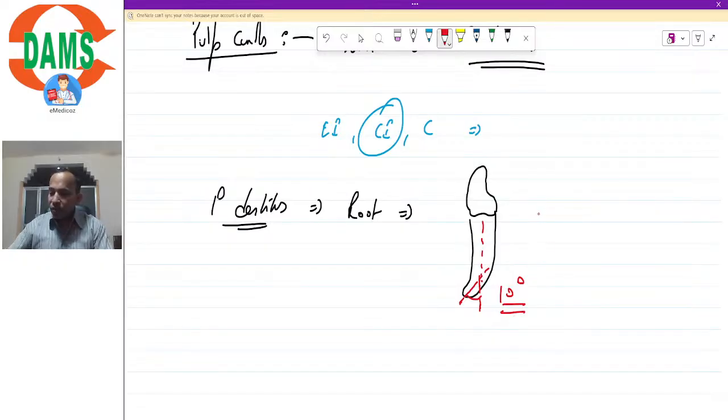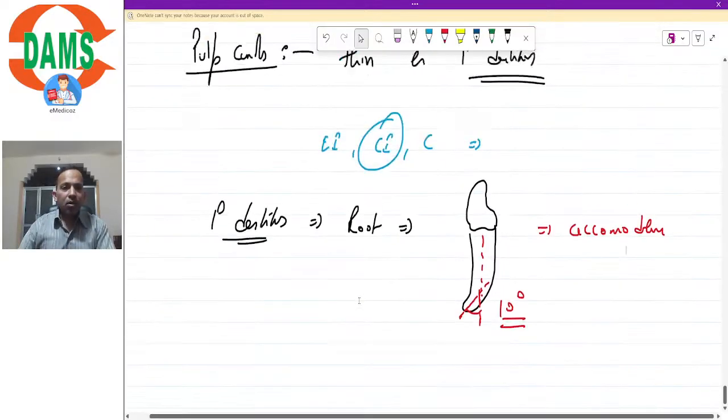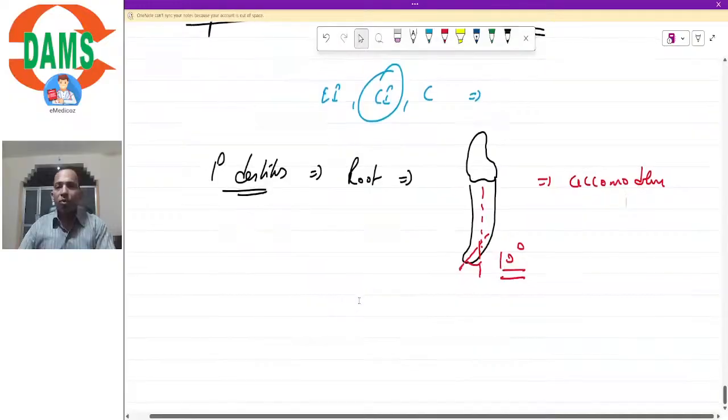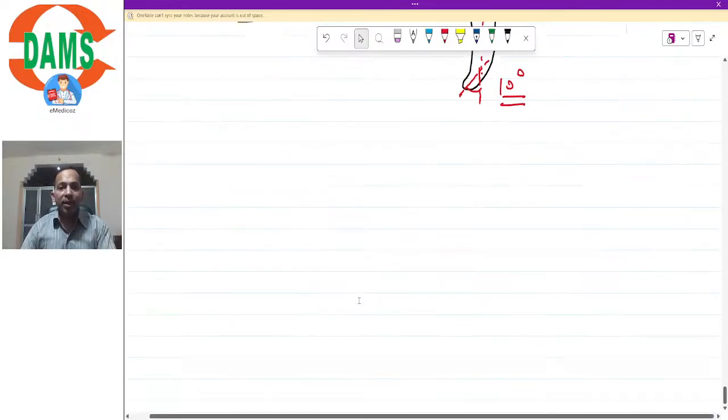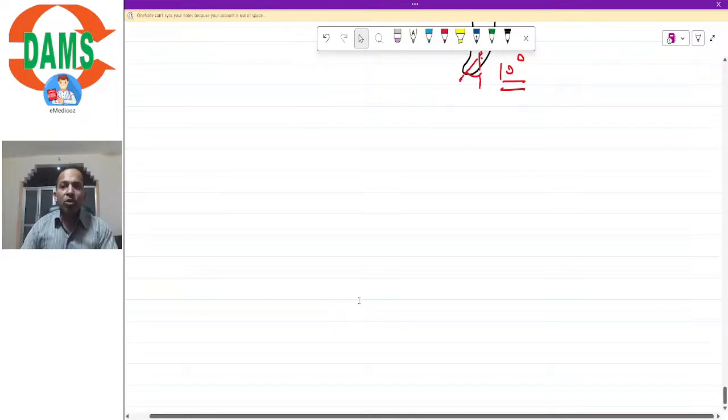Now this bend is for accommodation of permanent or the succedaneous teeth, right? So this was about the pulp chamber and the other things about the primary and permanent dentition. So I was telling about the resorption, right? So I didn't tell you anything about the resorption of the primary dentition.